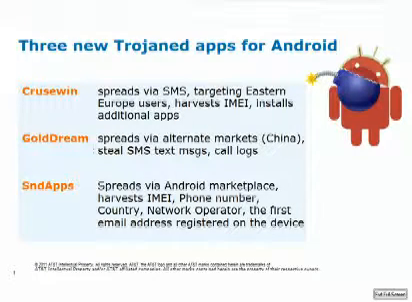This one harvests a bunch of pieces of information: the IMEI, the phone number, country, the network carrier that your phone is set up with, and it also harvests the first email address registered on the device, probably for spam type things or other social engineering type of things. So something to keep an eye out for.